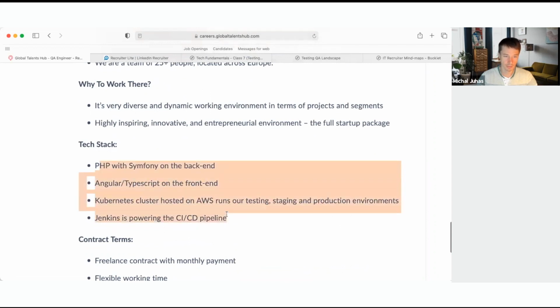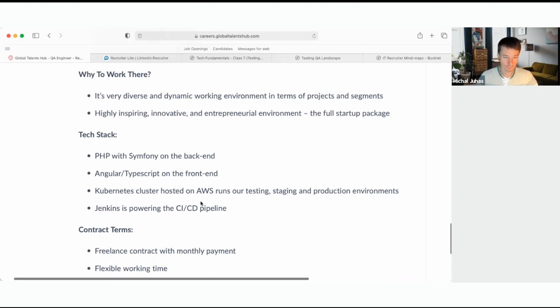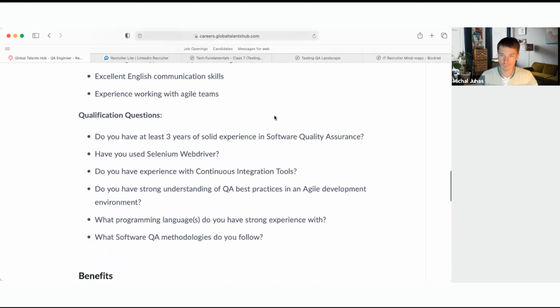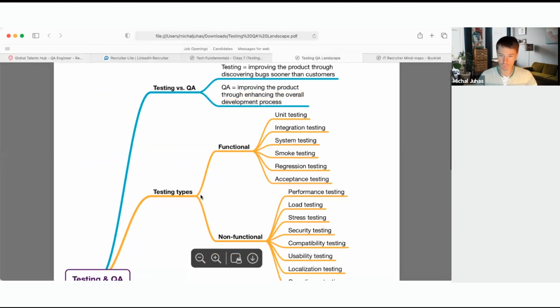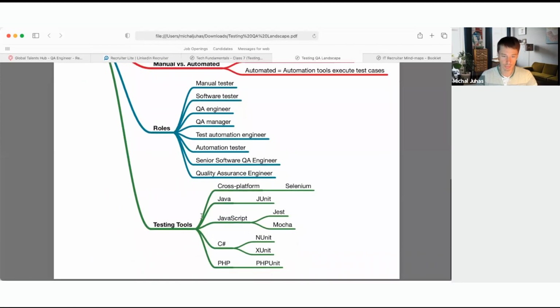So this is the tech stack: PHP, Angular, TypeScript. Yeah, this is just the description of the overall technical stack, not necessarily what the QA engineer will be working with. He doesn't have to set up the Kubernetes cluster. It's just what do they have, but there could be a situation when the QA engineer will need to test something on the cloud. So I'll just check this mind map, not to forget anything. Testing versus QA, manual, automated, and some roles, testing tools I covered.